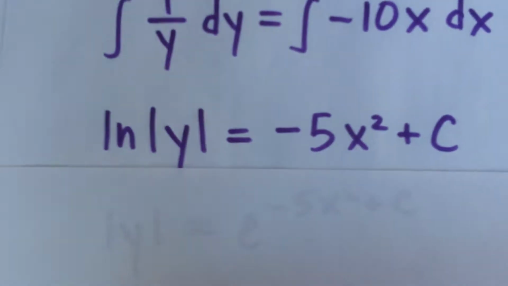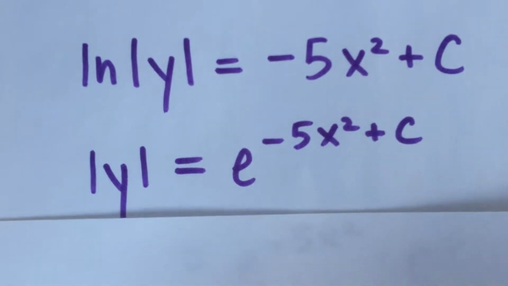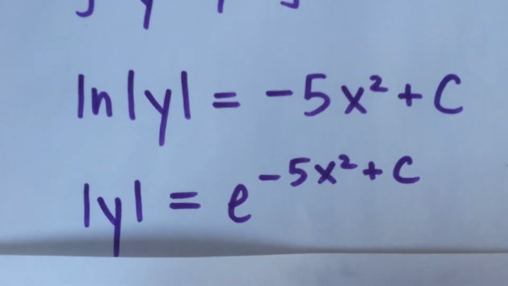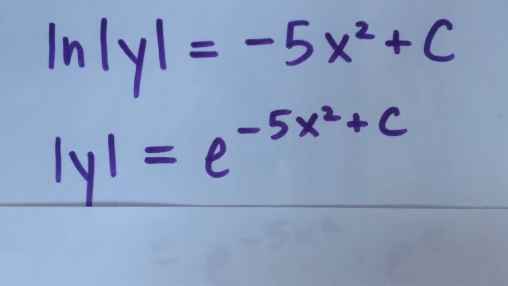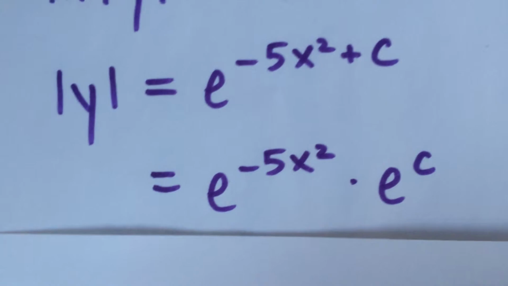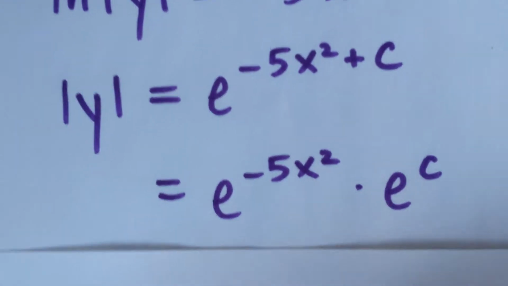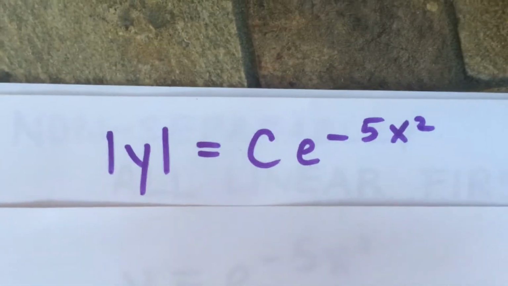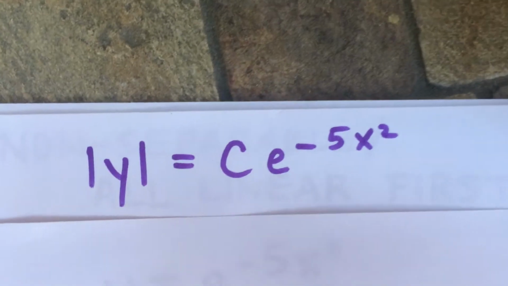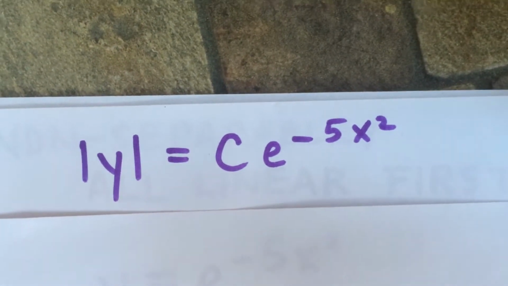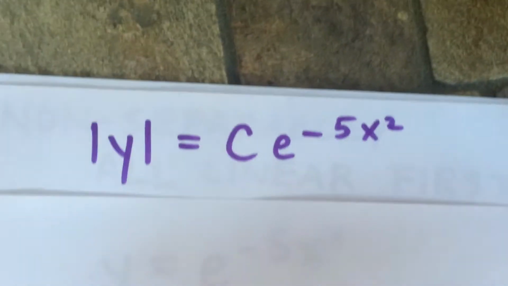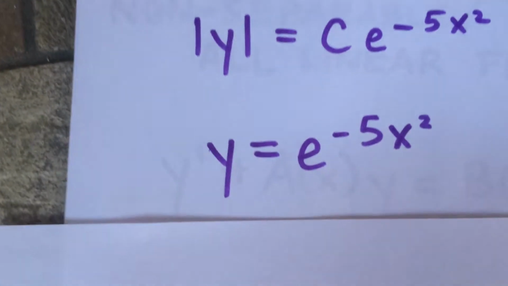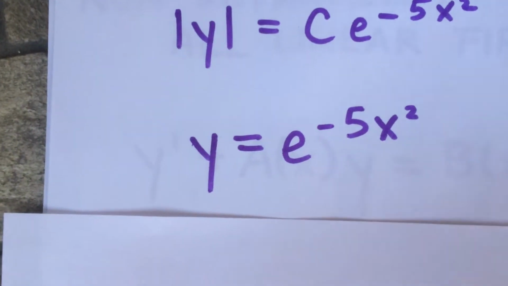We can raise e to both sides to get the absolute value of y equals e to the negative 5x squared plus a constant. The expression with e can be further factored into e to the negative 5x squared times e to the c. And because e to the c is just another constant, we can express that as a new c. So we have the absolute value of y equals c times e to the negative 5x squared. Because c can be either positive or negative, we can take away the absolute value bars, and our answer is y equals c times e to the negative 5x squared.